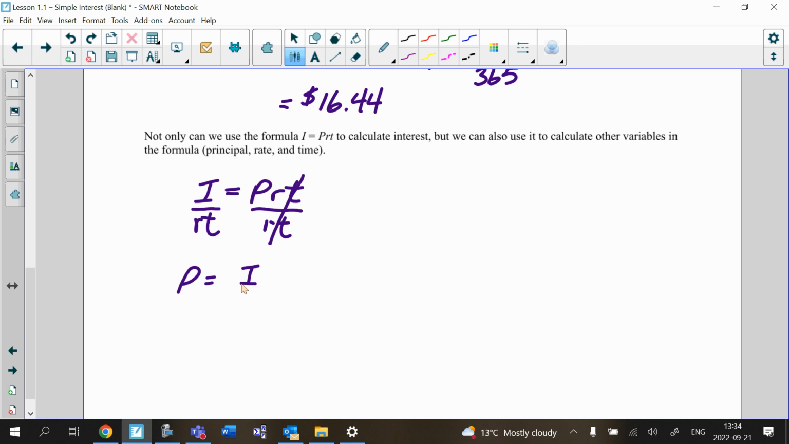What if I wanted to figure out the rate? Well, if I wanted to get the rate by itself, I'd have to divide by PT, which means I have to divide the interest by PT. So to find the rate, it's going to be the interest divided by the principal multiplied by the time.